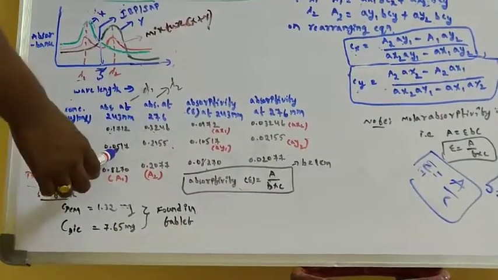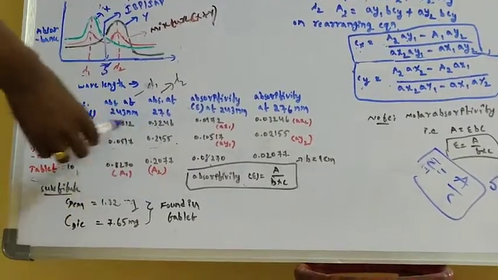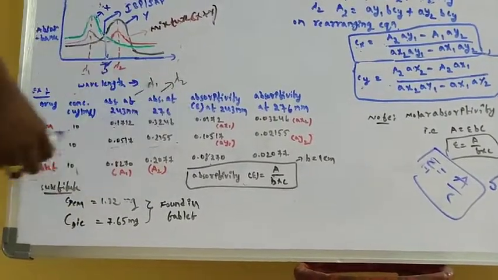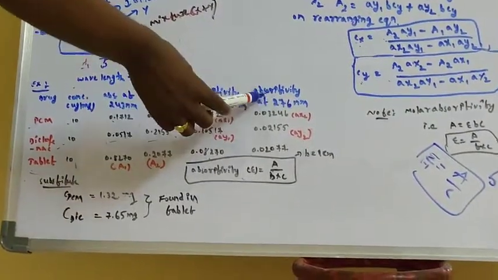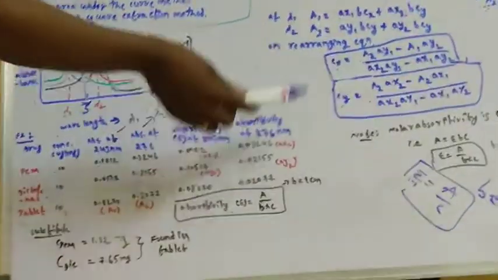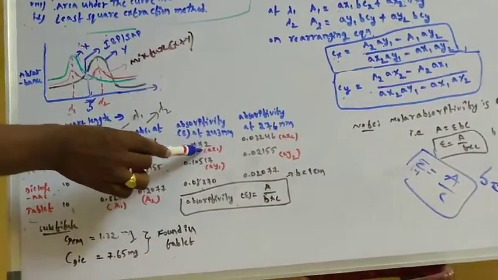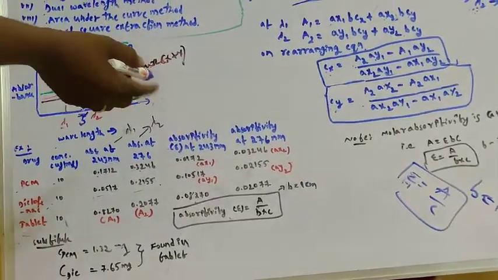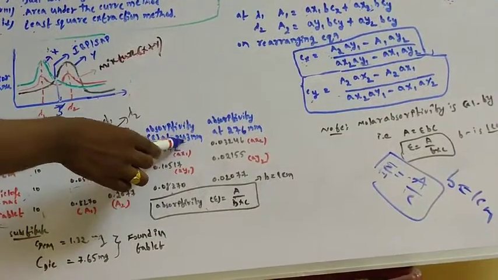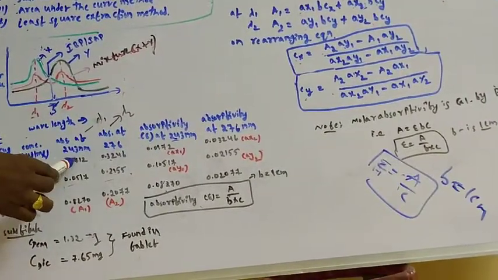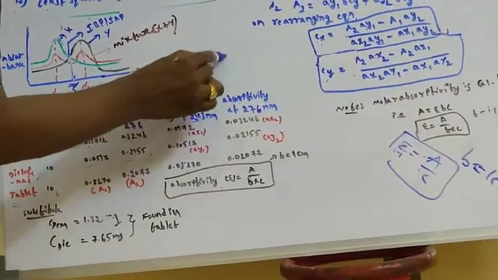Similarly for diclofenac, we take the absorbance at 243 nanometer and 276 nanometer. The absorptivity of diclofenac at 243 is AY1, and the absorptivity at 276 nanometer is AY2. How do we get 0.0172, that is the AX1 value? We know the absorptivity formula is A by C. Consider 243 nanometer.